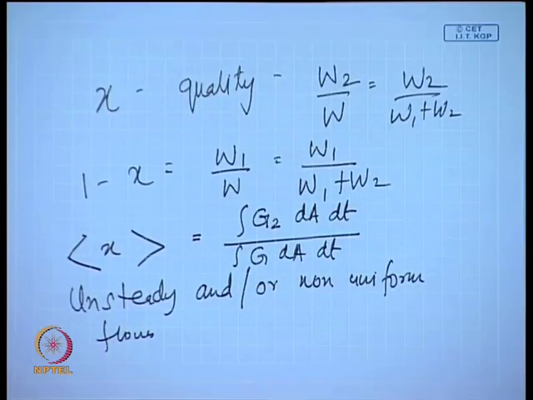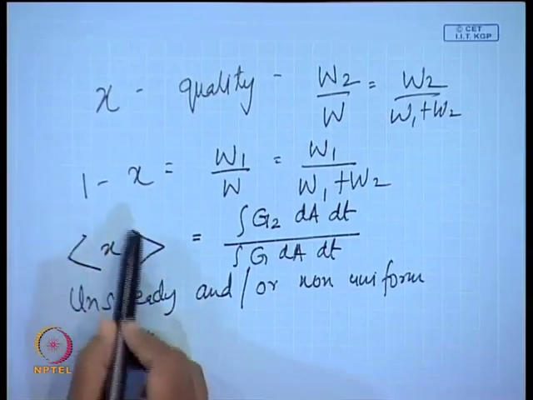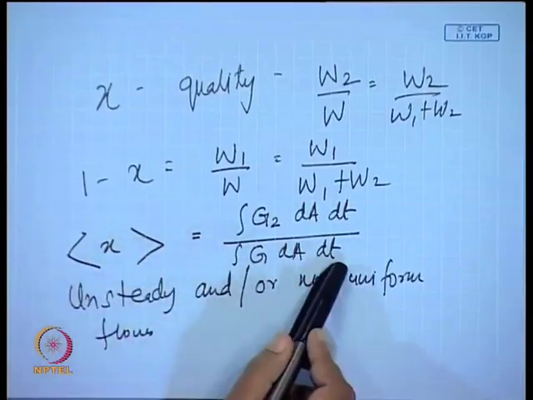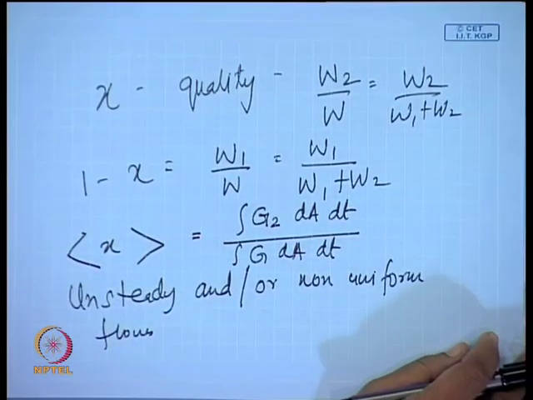So, remember one thing, unless it is absolutely necessary, we do not put these brackets, but whenever we have unsteady or non-uniform flows, quality is also subject to averaging, and the average is taken over a specified surface for a specified period of time, and it is defined in this particular form.